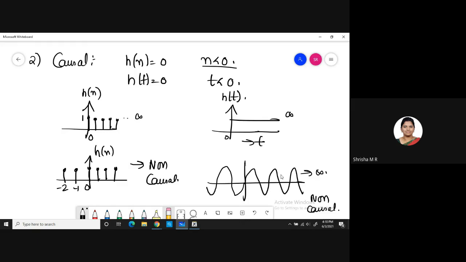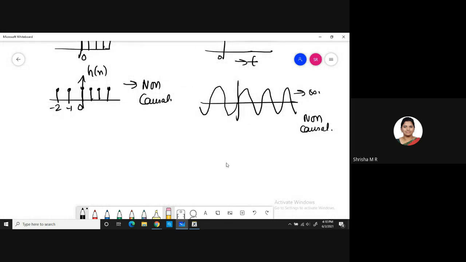There should not be any waveform to the left of n is equal to 0 or t is equal to 0 for a system to be causal. If you have any waveform to the left of t is equal to 0 or n is equal to 0, then the system is non-causal. Got it? It's clear?